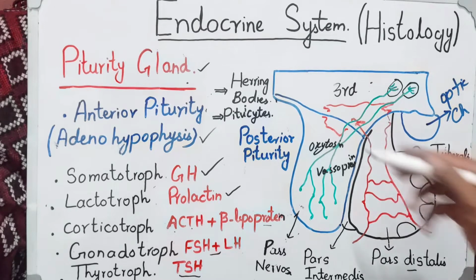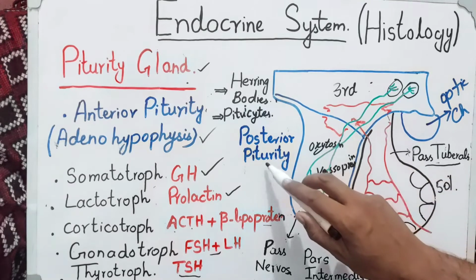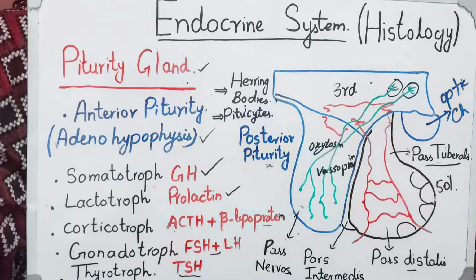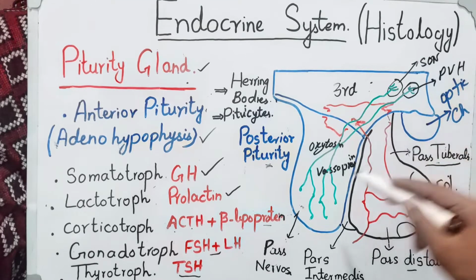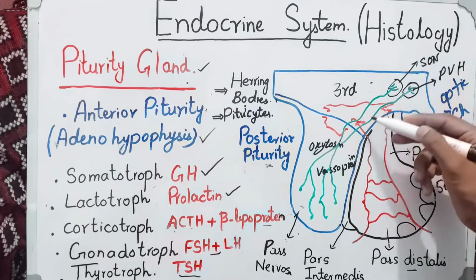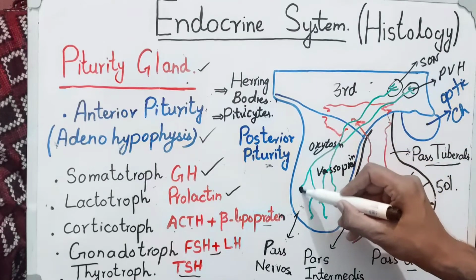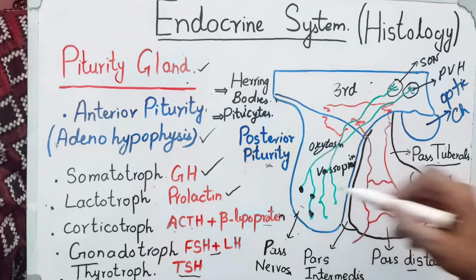Now we are discussing the posterior pituitary gland. The posterior pituitary mainly consists of neuronal systems. This is the supraoptic nuclei and the paraventricular cells. These release two hormones. Number one is oxytocin. Number two is vasopressin or ADH. These are mainly unmyelinated neurons. They release oxytocin and vasopressin, which are stored here at these points.